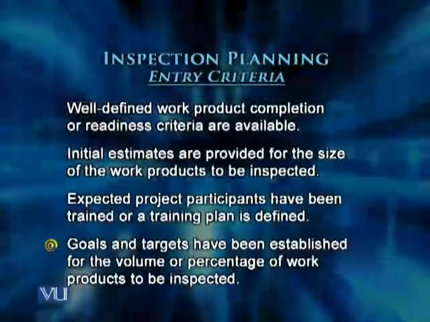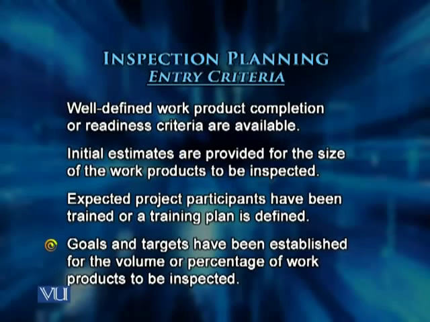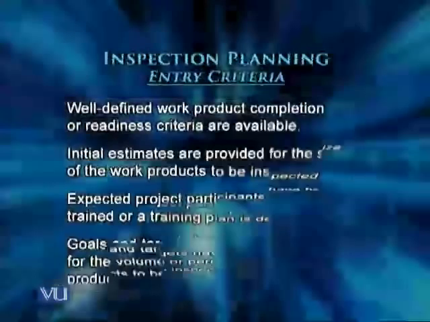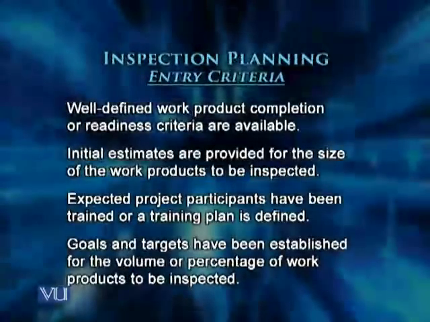And we must have goals and targets that have been established for the volume or percentage of the work products to be inspected. That also has been discussed before, that it is certainly not possible to inspect each and everything in all of the work products. But with the selection of work products, we would like to say that we are setting a goal of something like 75% of work products to be inspected. These are entry criteria for inspection planning.